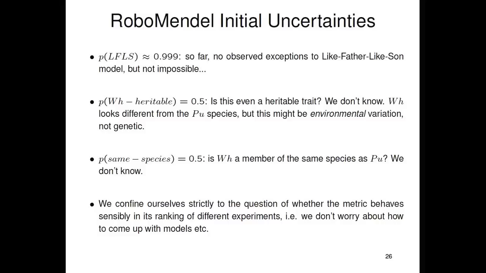Even the question whether this is actually a member of the same species as our pea plant, based upon where these seeds came from, we believe that it's a purple seed, but if it turns out that this is a heritable phenomenon, this conflicts with our whole model of inheritance. So again, we'll treat that as uncertain.